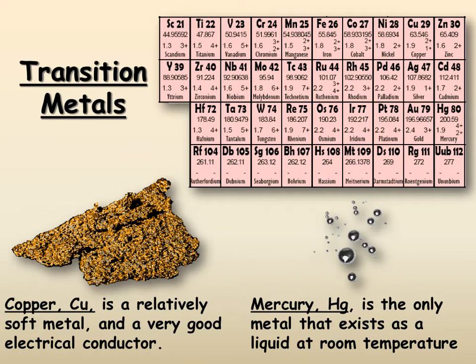Mercury is the only metal that exists as a liquid at room temperature. Mercury used to have lots of uses, like in thermometers and in a typical household use, but now we have found that it does have some adverse effects on the human brain, so it's not used as commonly in normal daily stuff, but it's still used in laboratories and more sophisticated controlled uses.